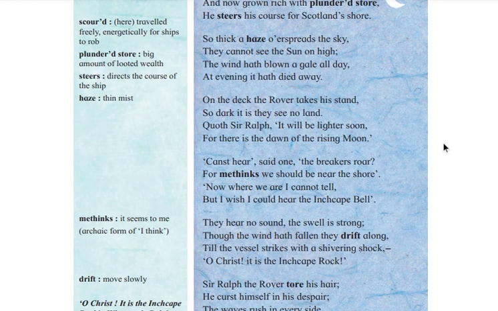And on the deck the Rover takes his stand. So dark it is, they see no land. Then the Rover says that it will be lighter soon, for there is a dawn of the rising moon. So now the poet is explaining the environment. When they decided to go to Scotland, it was totally dark. The wind was not blowing, so there is no movement, and there is no moon, it is always dark, they can't see.